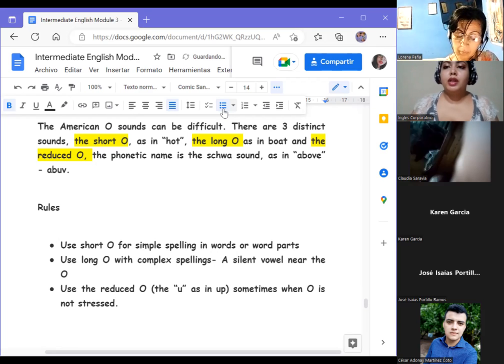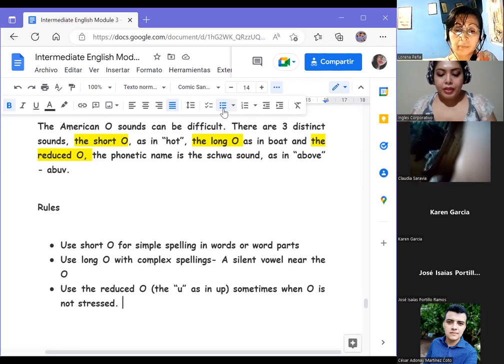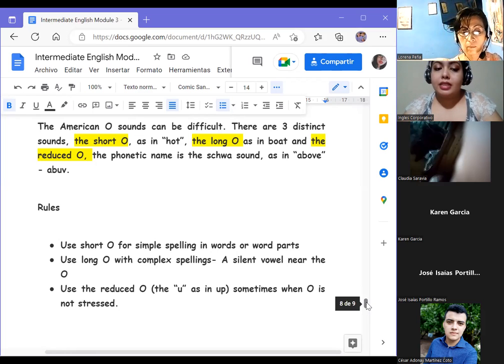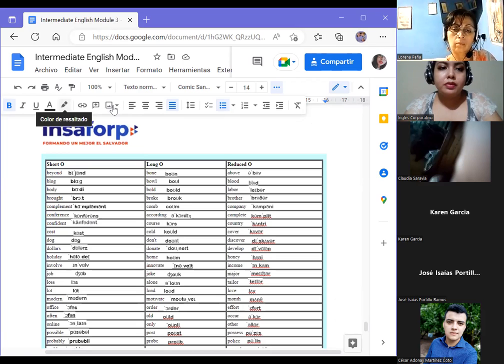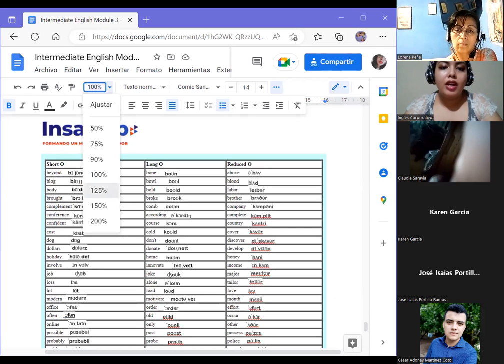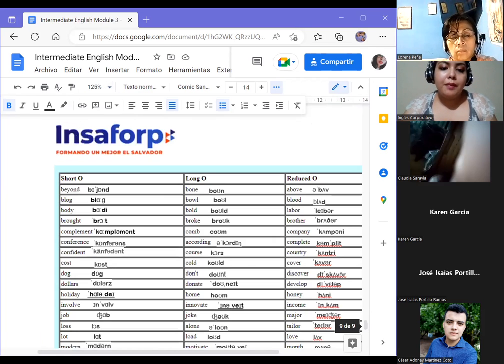Here we have the rules in which we are going to use the different sounds of the O. And it says the best thing to do is realize that O has three sounds. And we are going to see the list in which we are going to find short O, long O, and reduced O example words, because it's better to understand these kinds of topics when we see the examples. So let me say this. In this case, we are going to see some mistakes. We can call it like that.